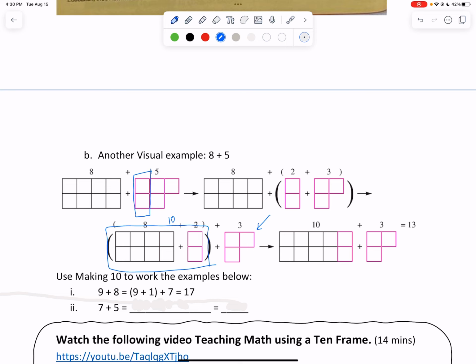So those are a whole lot of pictures for that. But basically, your students would take this, move it over here, and make your 10, and notice I've got 1, 2, 3 left. So 10 plus 3 gives me 13. So that's another way that you can make 10, but without using a 10 frame. You're just using blocks, okay?